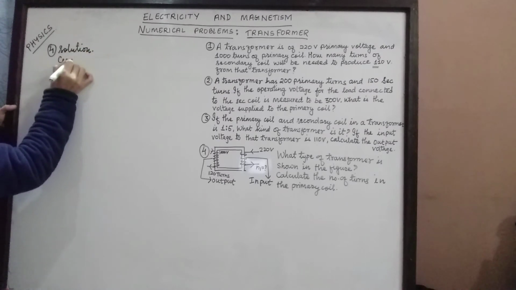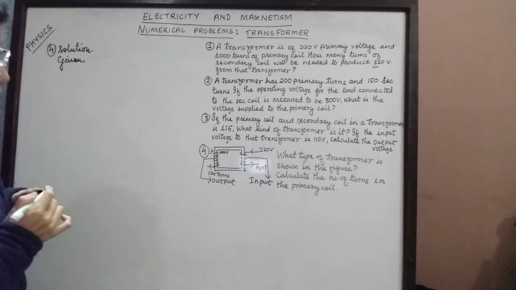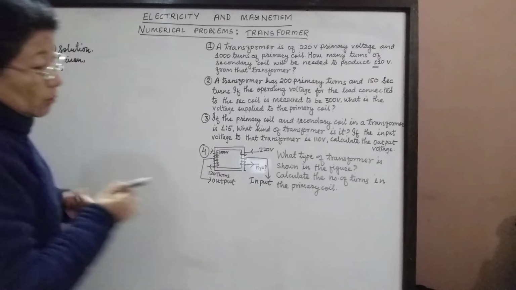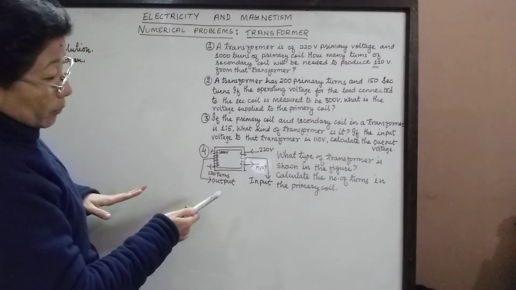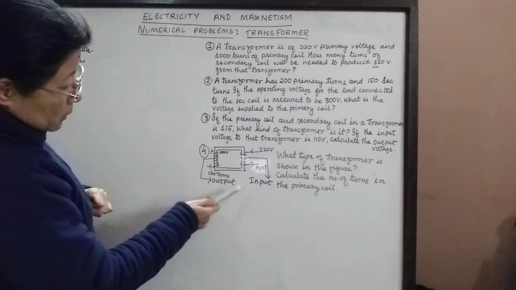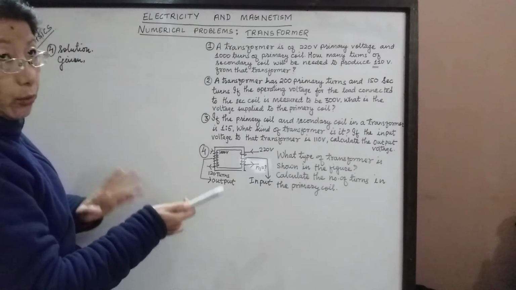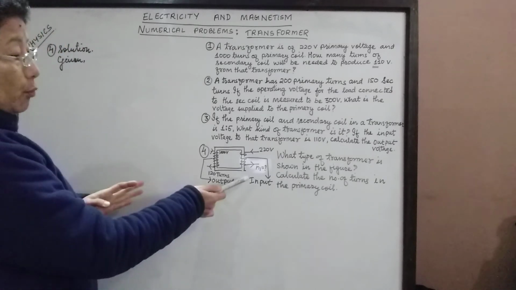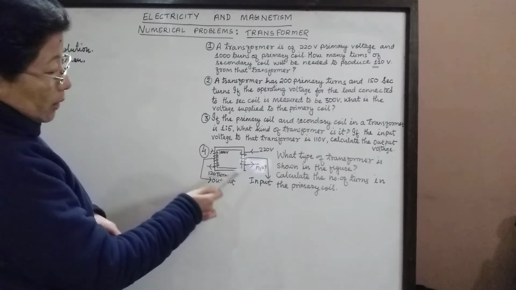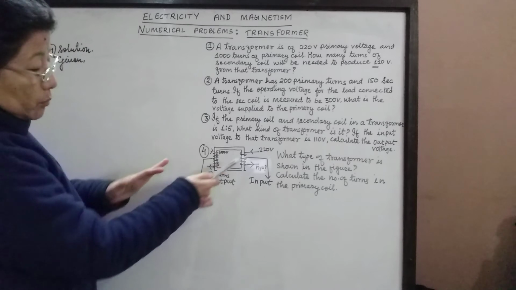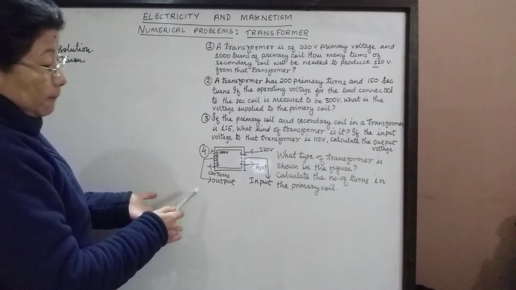Given. What is given in the question we will see. You need to see the figure here. So what type of transformer is shown in the figure? This is input, this is output. Be careful which one is input, which one is output. Input is primary, output is secondary. You may get confused because this side usually remains this way all the time.